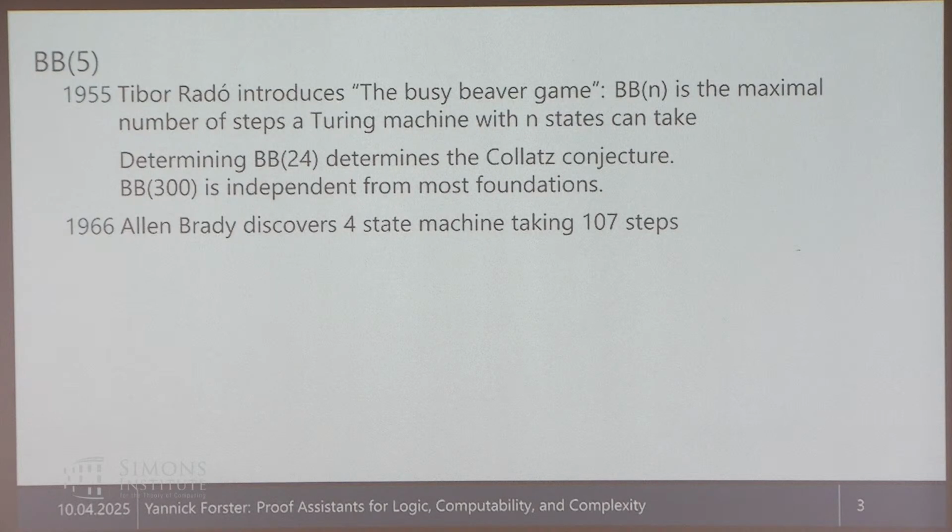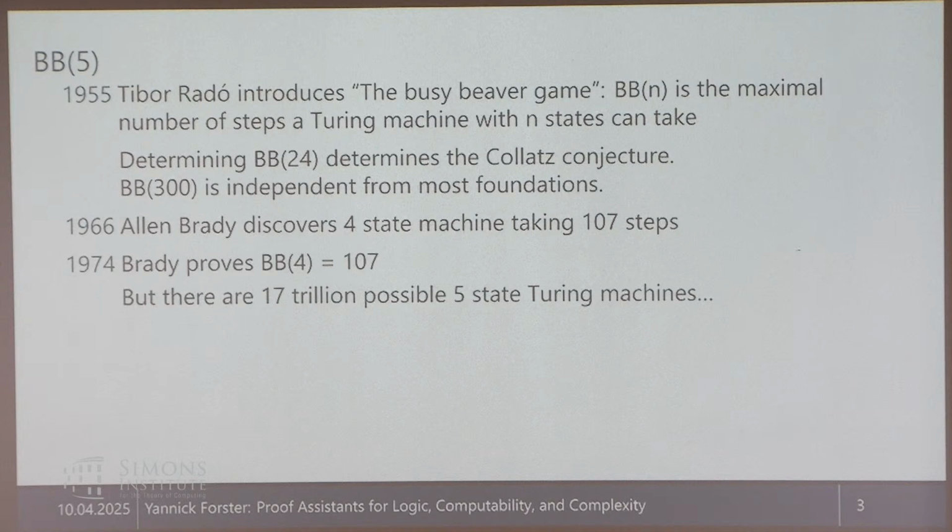So it took like 10 years to discover a 4-state machine taking 107 steps, because that's not super easy. And then it took another 8 years to give actually a proof that BB4 is exactly 107, proving that all other 4-state Turing machines either never terminate or terminate with less than 107 steps on the empty tape. For BB5, it's a bit more tricky. There are about 17 trillion possible 5-state Turing machines. I think you can do a bisymmetry argument and cut out half of them, but then you're still at like 8 trillion possible 5-state Turing machines.